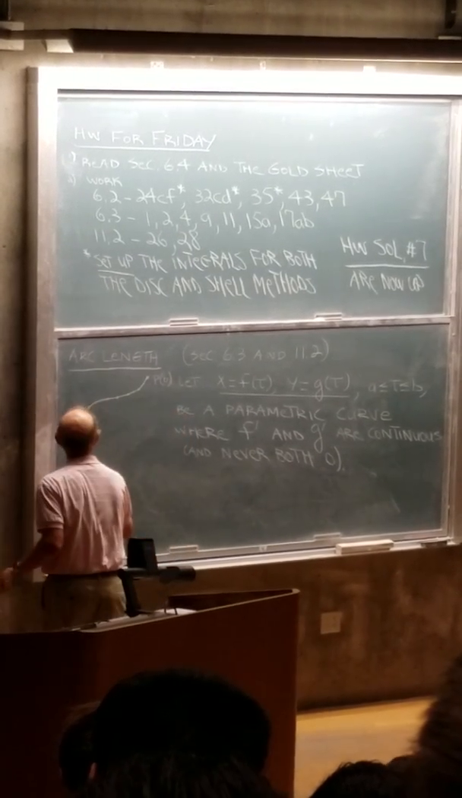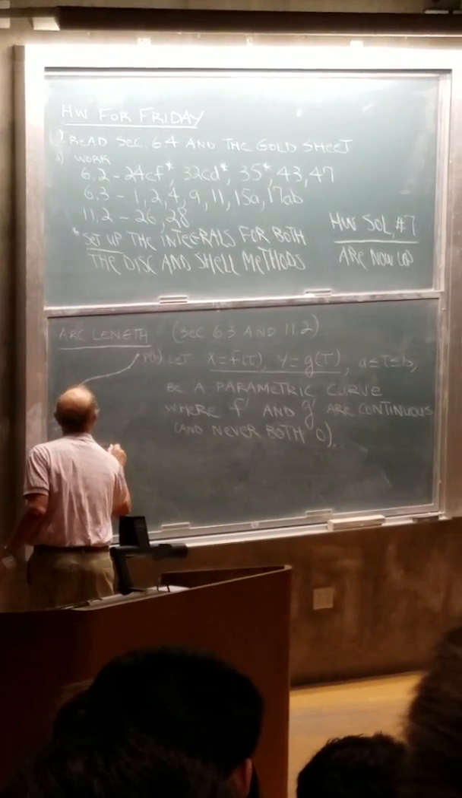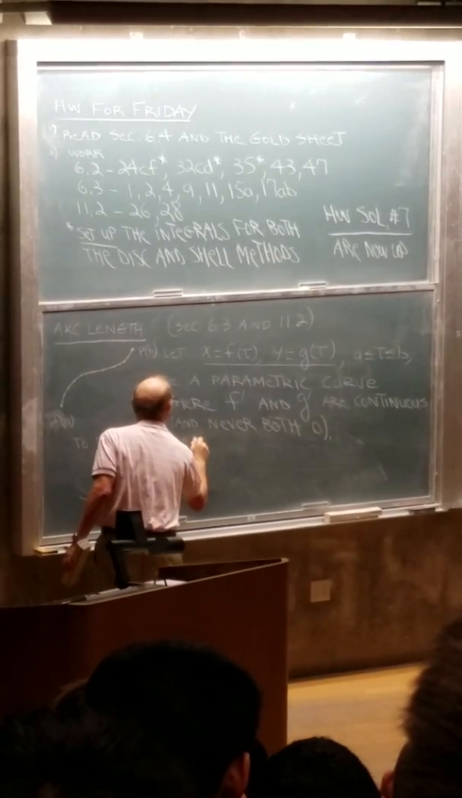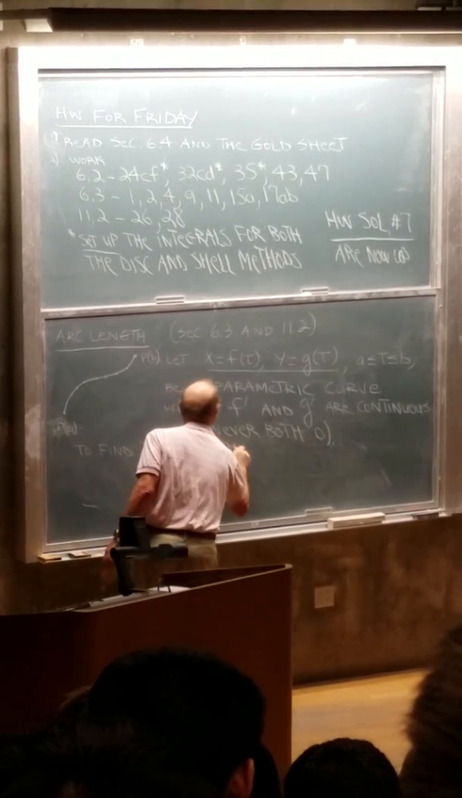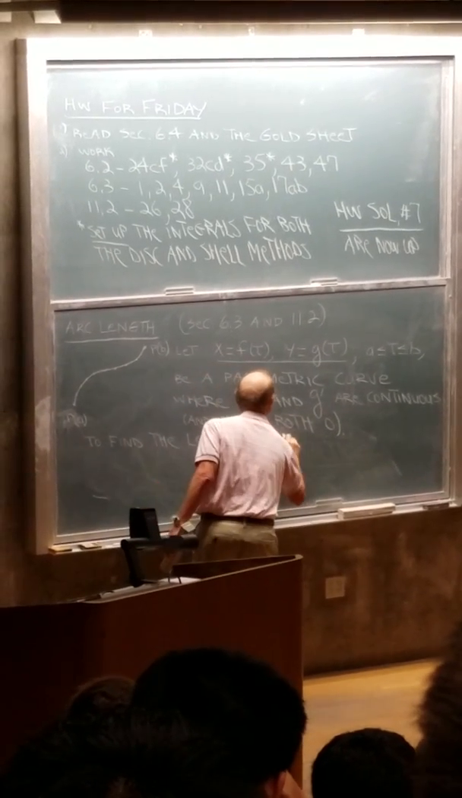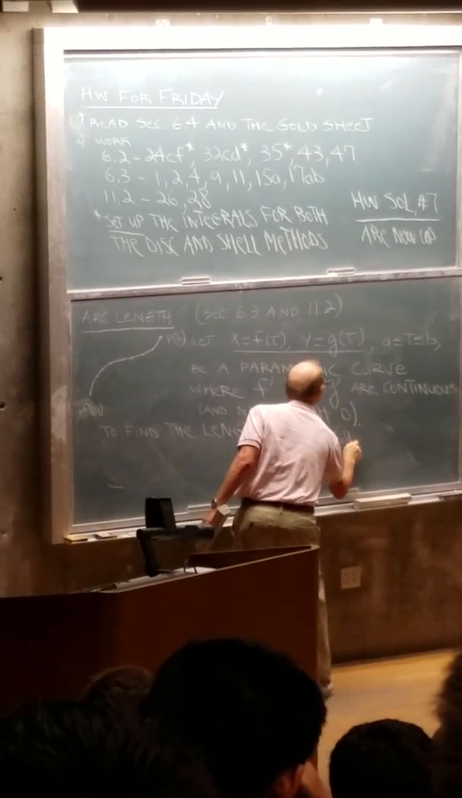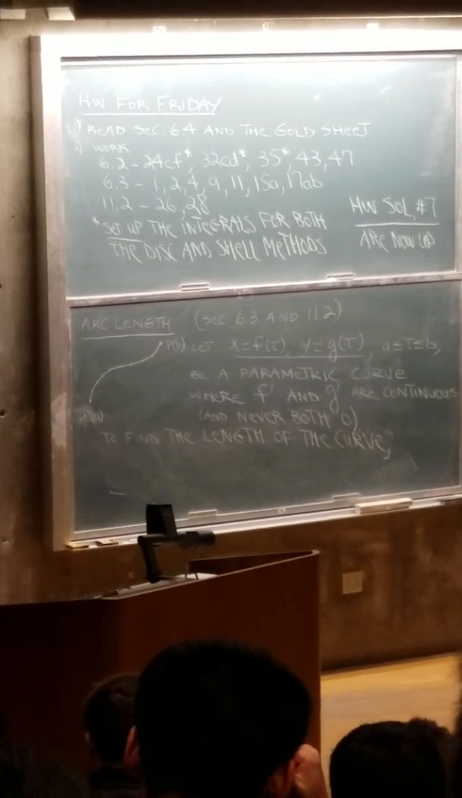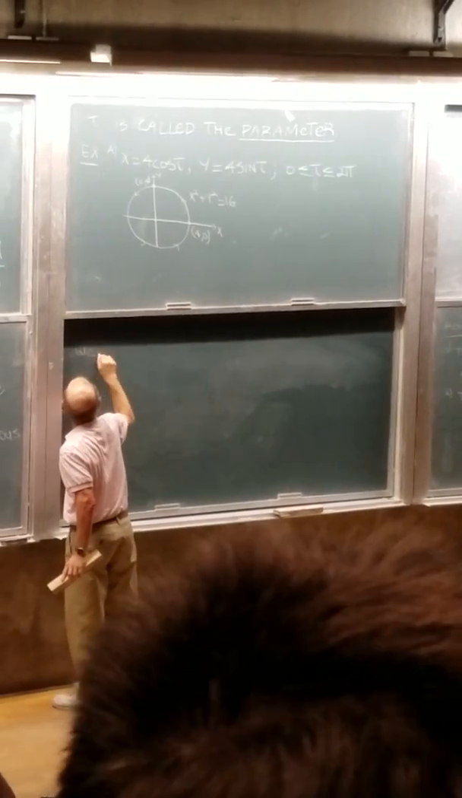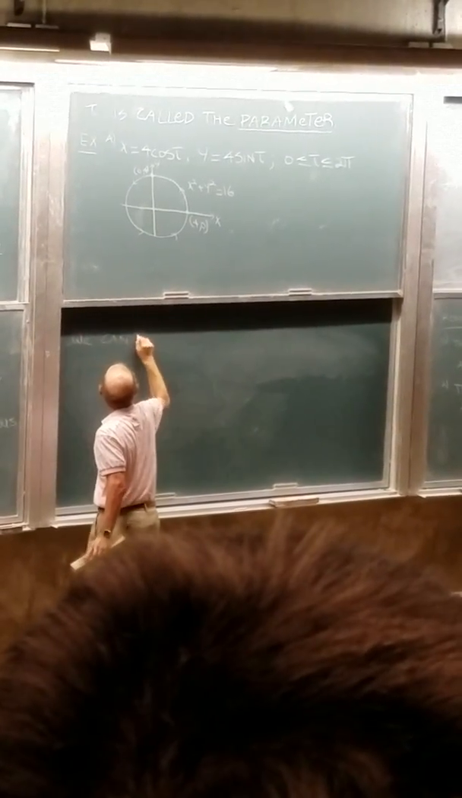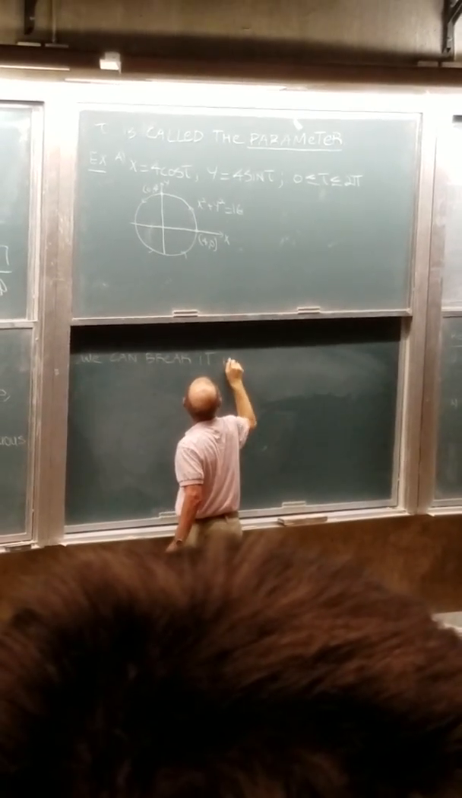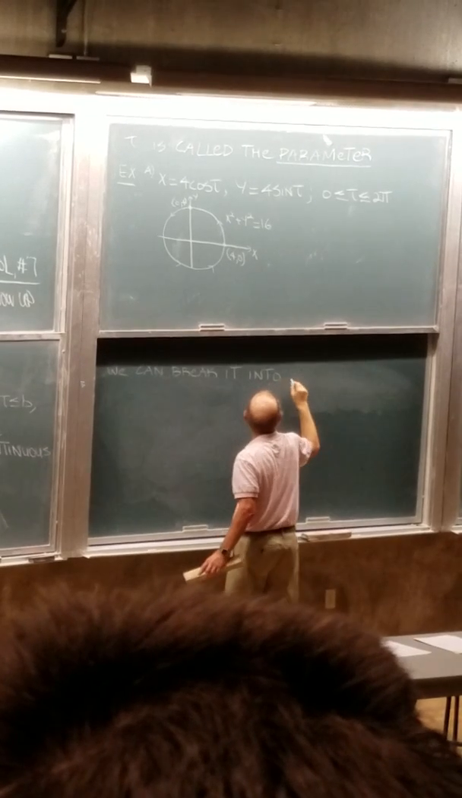So to find the length of the curve, the basic idea is we break it up into pieces and approximate each piece by a line segment. So that's what we're going to do. So we can break it into small pieces and approximate each piece by a line segment. So that corresponds to taking a partition of the interval from a to b.